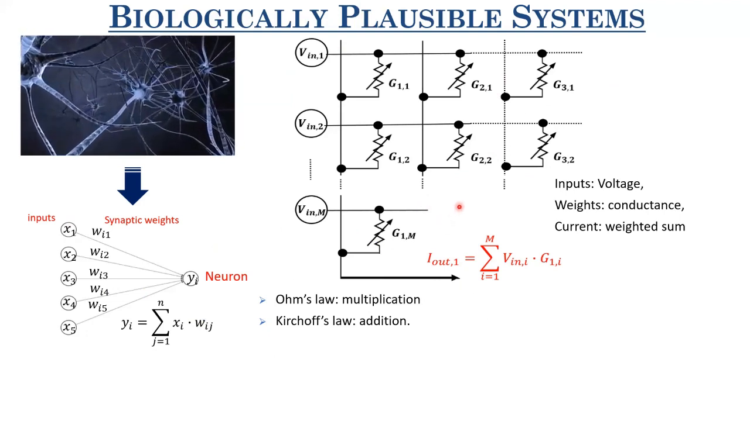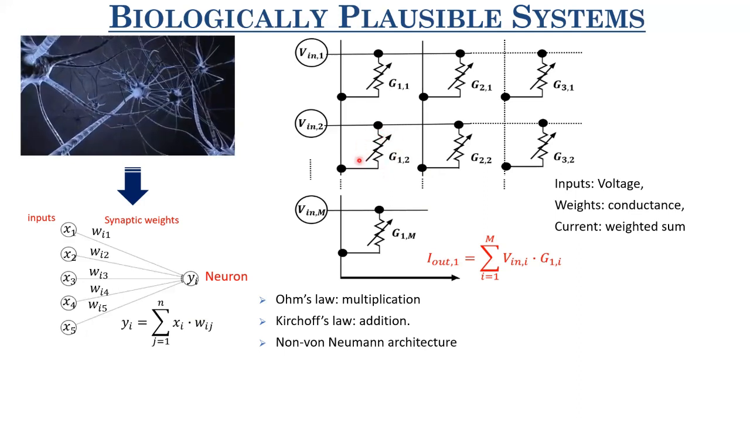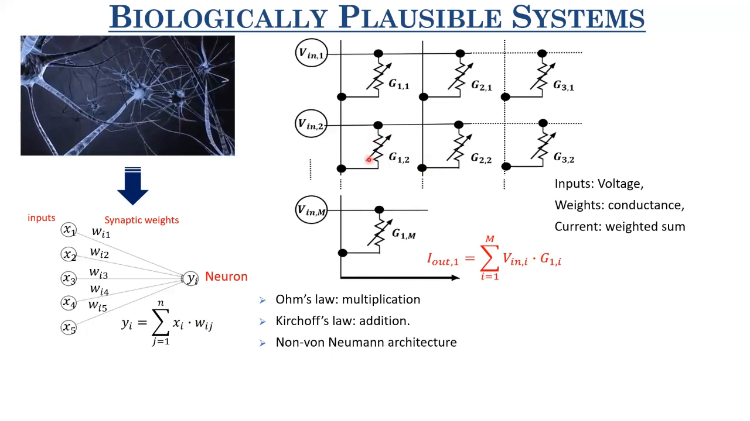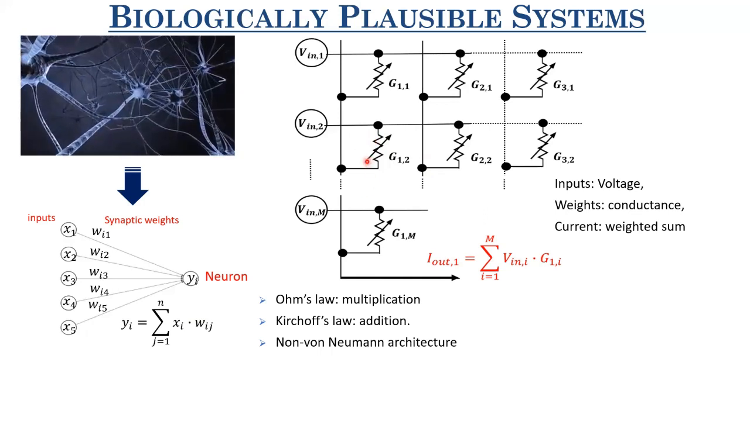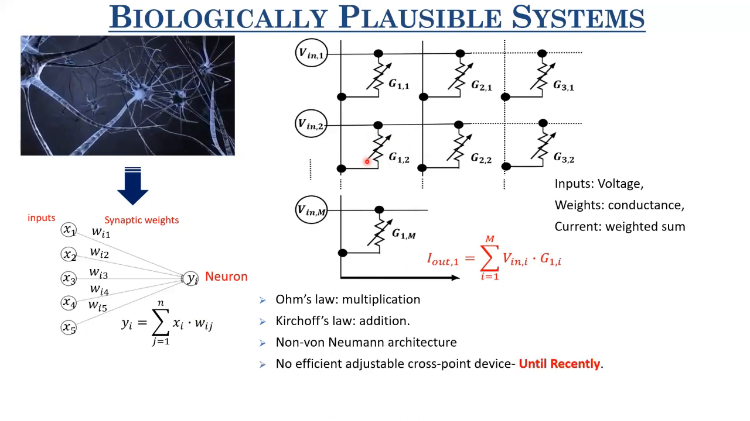Here, one more important thing to note is that it's a non-von Neumann architecture. You are storing the weights here, and you are performing the product also here. So your processing and your memory are both in situ, or I would say at the same place. So it's a non-von Neumann architecture.